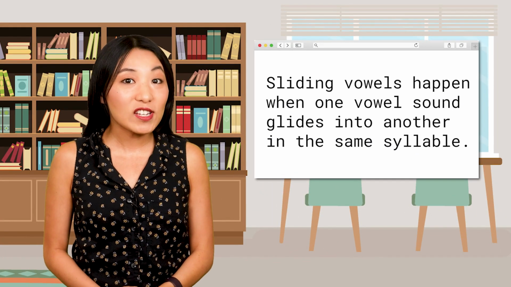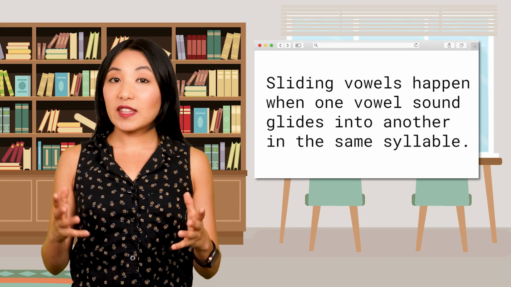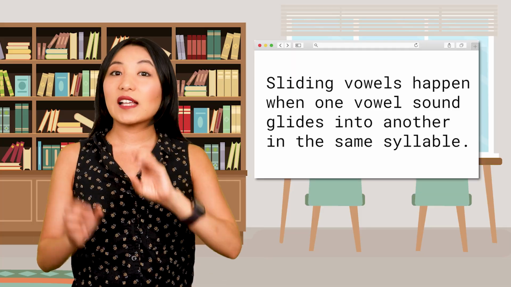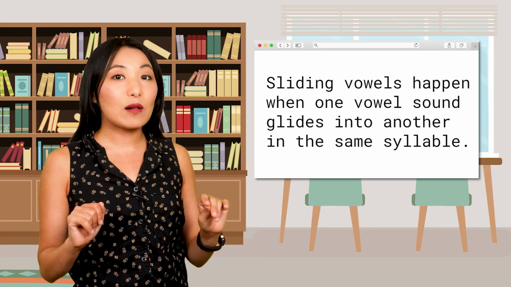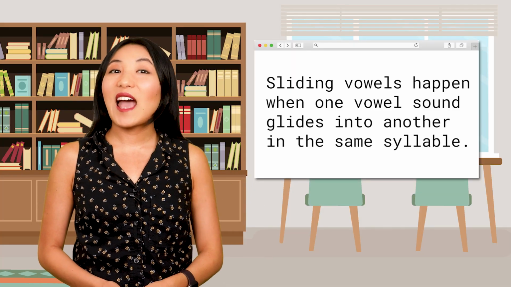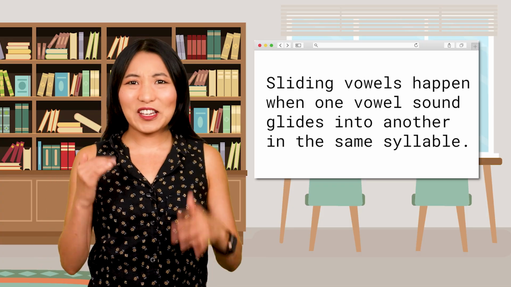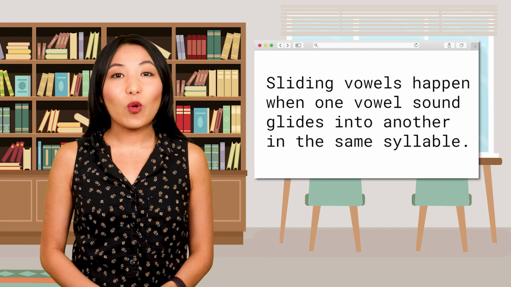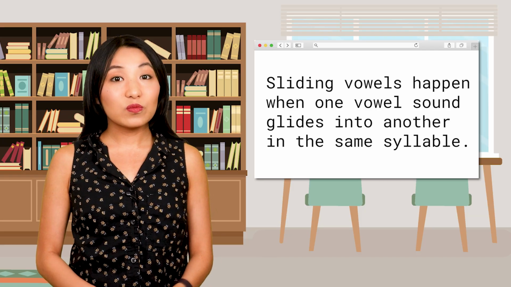Okay, I did some research on sliding vowels. This says, sliding vowels happen when one vowel sound glides into another vowel sound, like with the sound ow. Ooh, it's like your mouth is going on a little ride. Watch. Ow. Ow. Now you try.